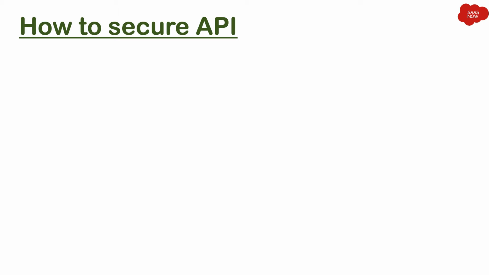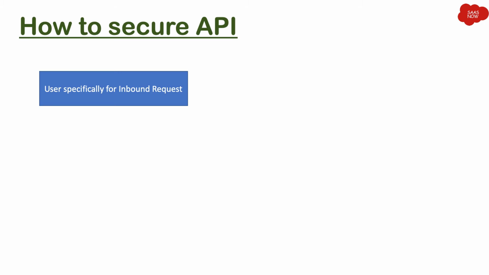So the first way to secure your instance is user specifically for inbound request. So this is the first way. That means you will create some users that will be specifically for inbound requests that will be enabled for just integration. And they will not be able to log in interactively.